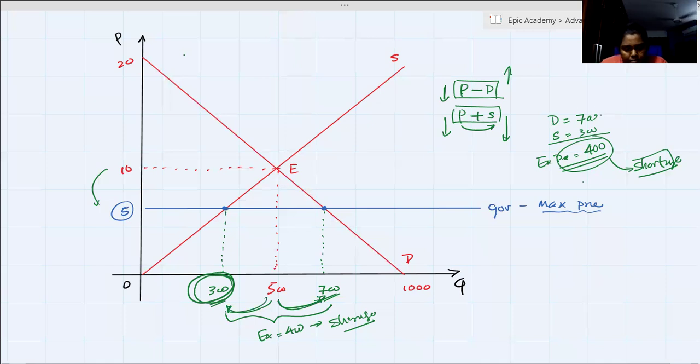So the difference between this demand and supply, we call it shortage.